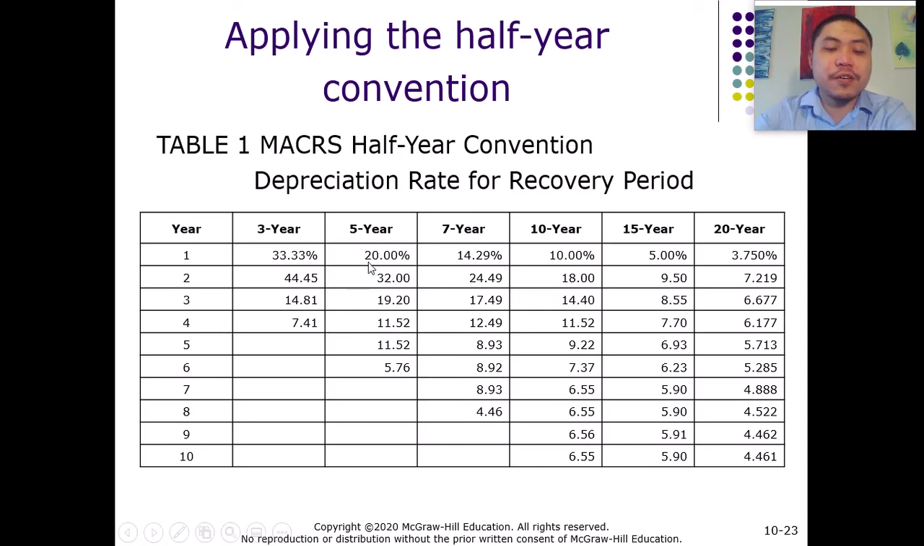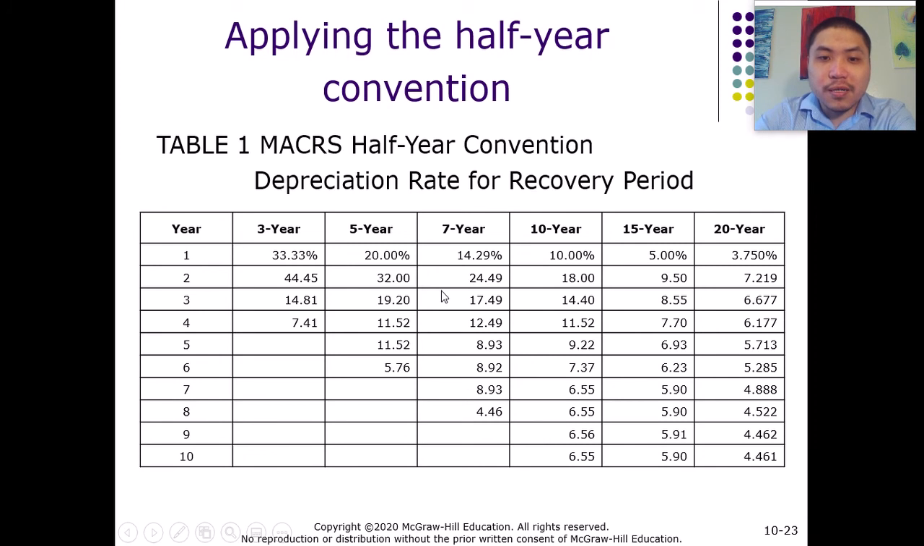So we have 3 year, 5 year, 7 year, 10 year, 15 year, 20 years. But what we mostly talk about, at least in this class, is going to be 5 years and 7 years, right? So the 2 columns that we're going to pay attention to most of the time are 5 years and 7 years. So now we know the columns, and then depending on the year that we're trying to calculate the depreciation expense for, we're going to select the row.